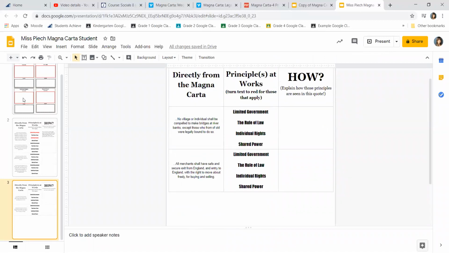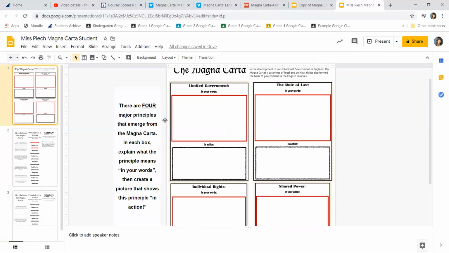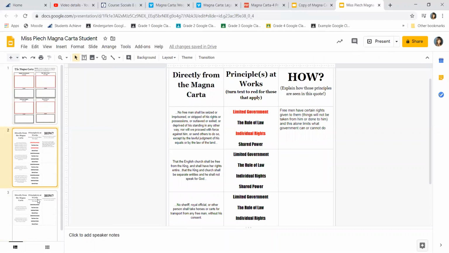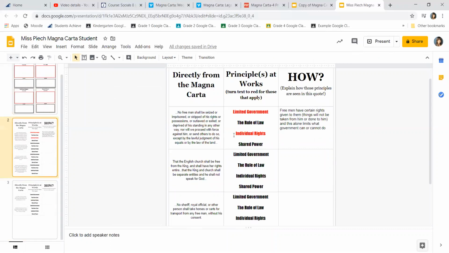So you have your first page where you write in your own words the 4 major principles from the Magna Carta. And then for pages 2 and 3, you will highlight in red the part of the principle that's at work in the quote. And like I said, you'll always have more than one. And then in your own words, you explain how you see those principles in the quote.